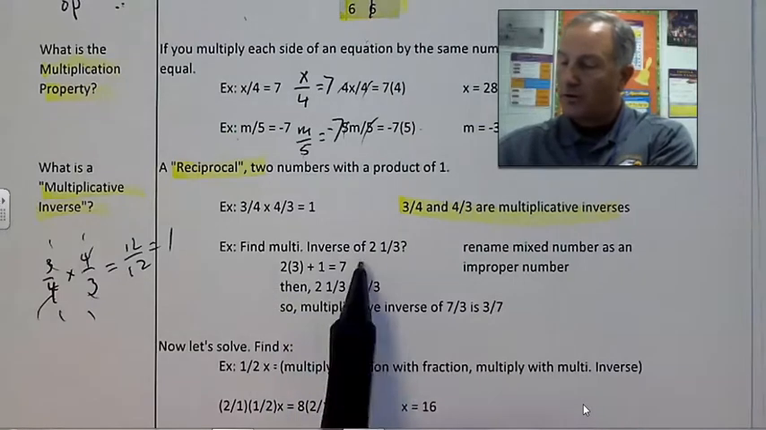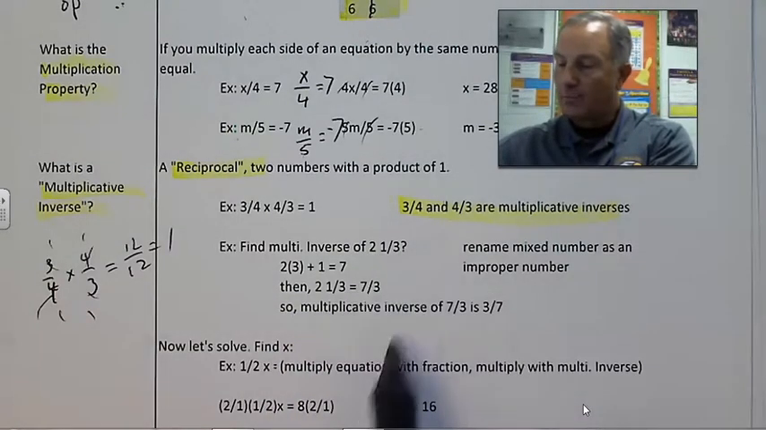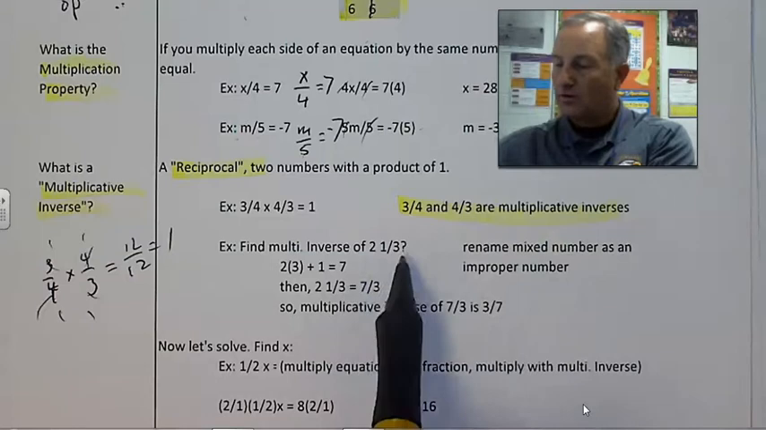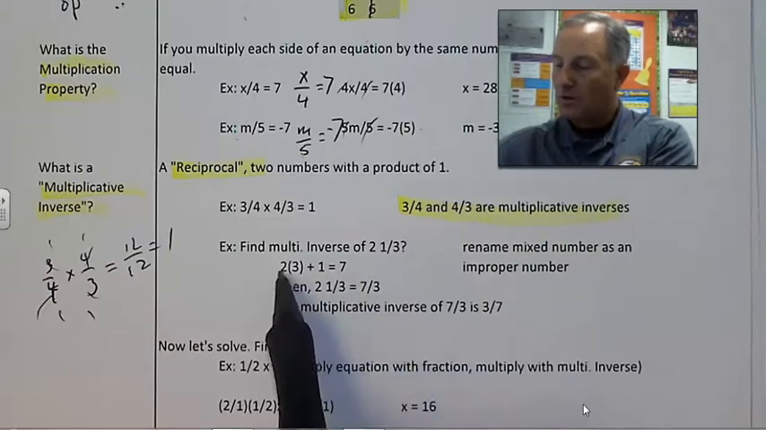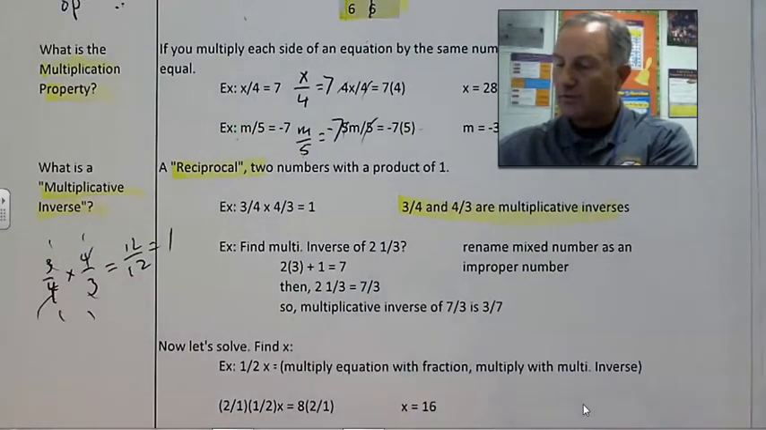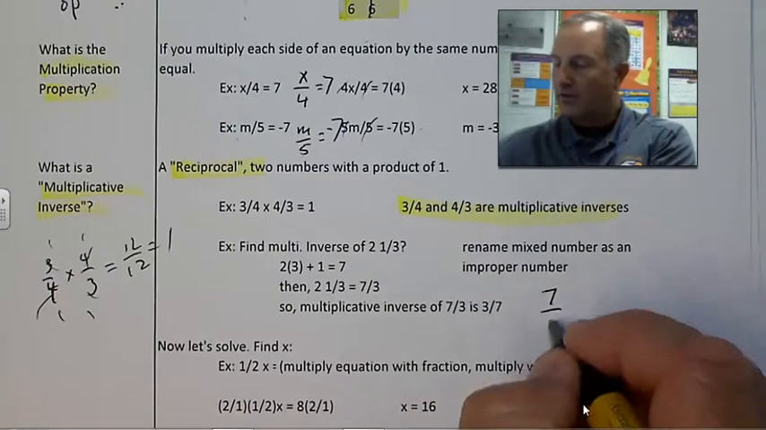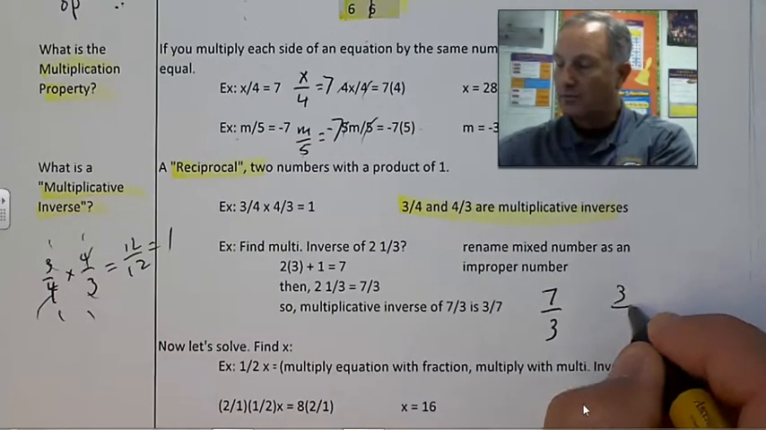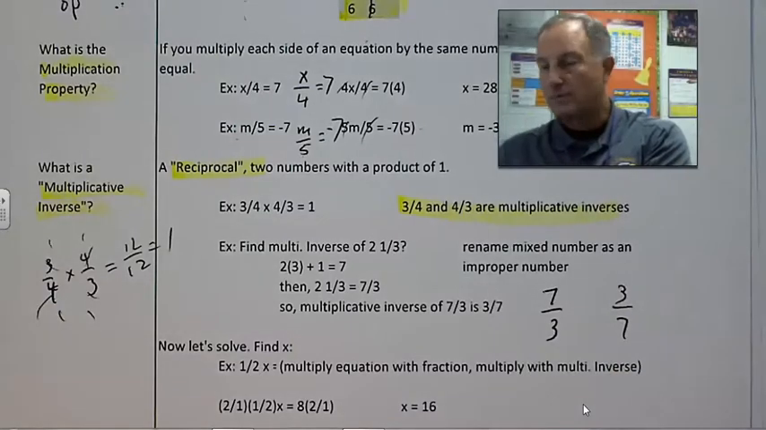Finding the multiplicative inverse of 2 and 1/3. Well, we've got to make it improper first, right? 3 times 2 plus 1, we get 7/3. And I think we're pretty good with that right now. So if 7/3 is our fraction, then the multiplicative inverse of that will just be the reciprocal.